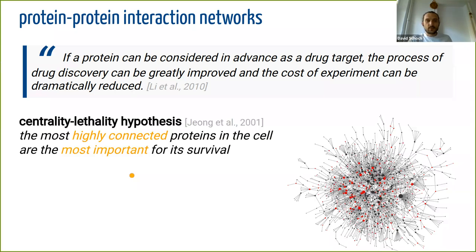There is this paper from 2001 where they offered the centrality-lethality hypothesis and said we could actually use centrality to find these proteins that are essential for the cell to survive, which would be really nice because we don't have to experiment. Is a protein lethal or not? We can just look at the network and calculate some centrality measure. In this case, it was degree, and then we know which ones to target, which is way cheaper than doing it in experiments. So that's the utopian idea of all this.